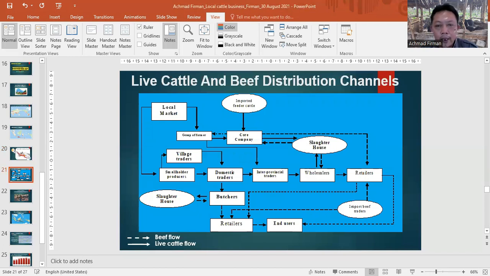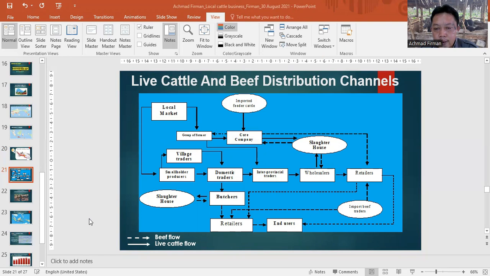Next slide, live cattle and beef distribution channel. The distribution of live cattle and beef can be seen in the figure. The picture shows that there are several actors of cattle communities that play a role in the distribution channel, namely farmers and fattening companies as live cattle producers, then market players such as local traders, wholesalers, and retailers. Slaughterhouses play an important role in providing safe, healthy, and halal beef.